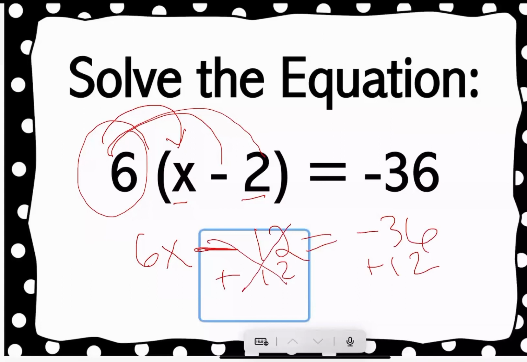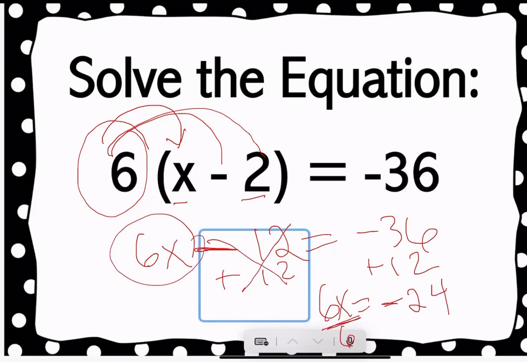12 went to the party, 6x stayed home. -36 plus 12, I will put that in my calculator. I'm going to get -24. The opposite of multiplication is division. Divide by 6 because 6 is by the x. X gets to be by itself. 24, there's one negative, I got to keep it. And 24 divided by 6 is 4.